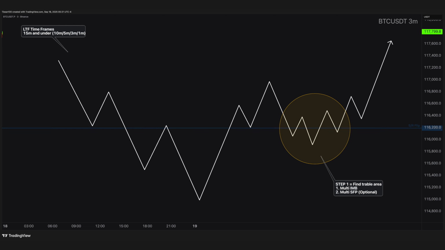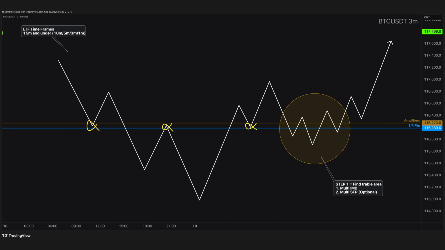Now, for your next step, it is really beneficial to look for a support and resistance flip zone, or even what I like to call a masterclass amplifier like the previous day's high or week's high. These are natural support and resistance flip levels, and it makes your trade setups much stronger. Perfect! You have now completed both step 1 and step 2. Now we move on to step 3.